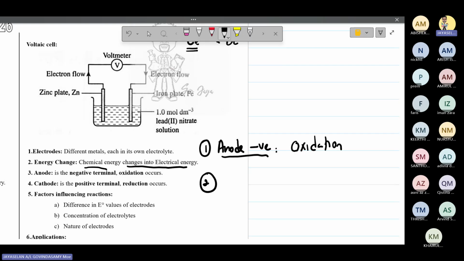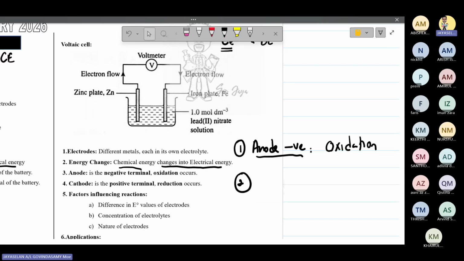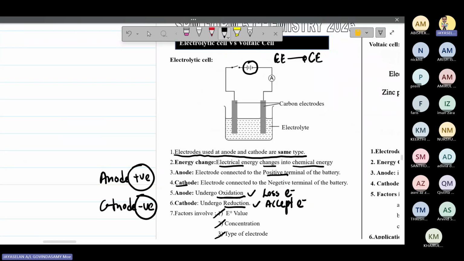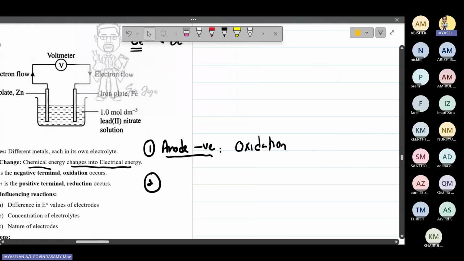Point pertama, anode negative terminal. Anode undergo what reaction? Oxidation. Sini pun anode undergo oxidation, tetapi anode terminal saja berubah. Okay, kita pergi kepada Voltaic cell.